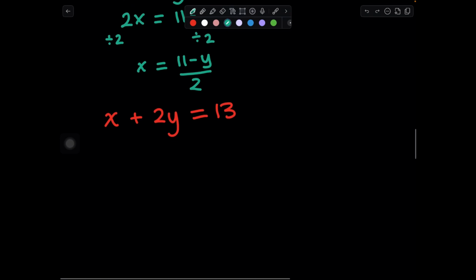So when I substitute x into here, I write 11 minus y over 2, and then I can write the rest of the equation.